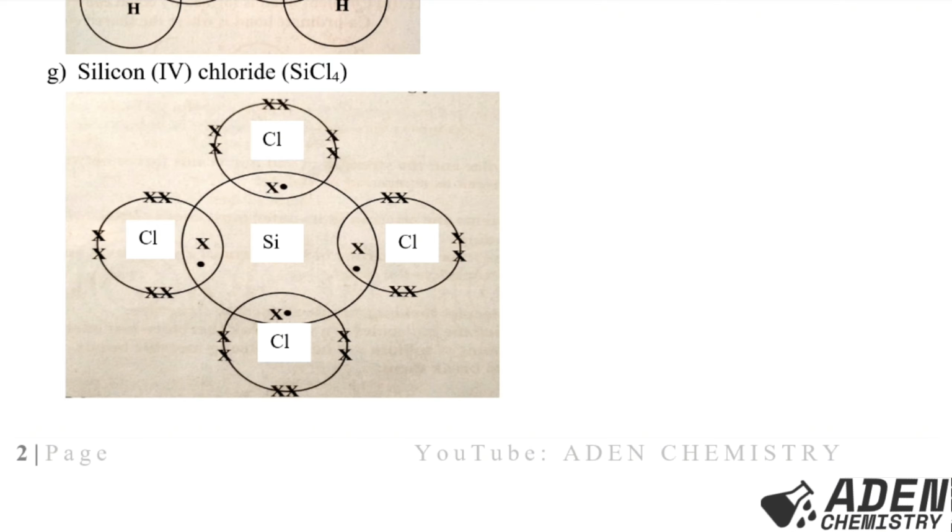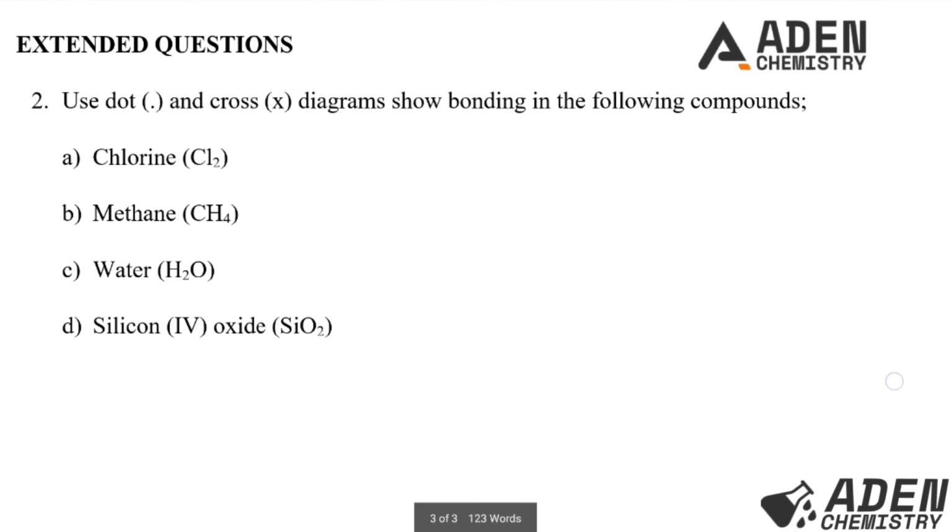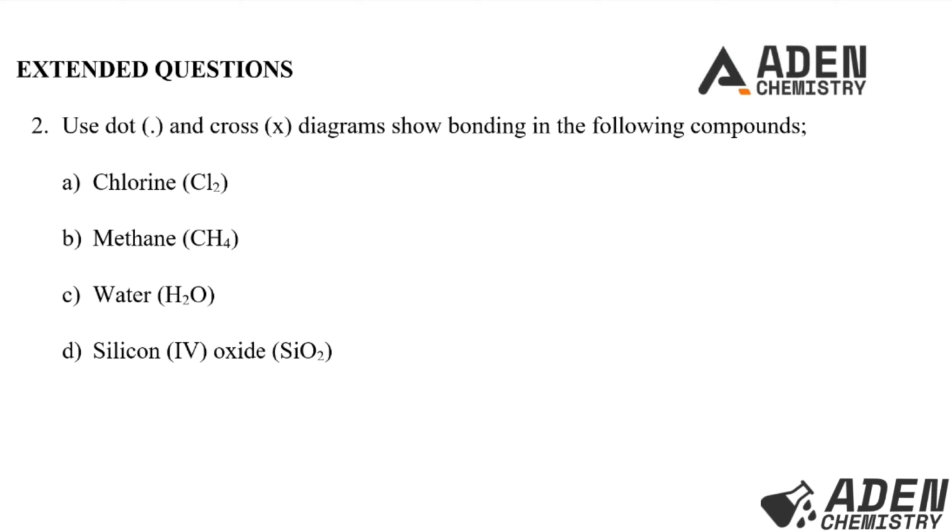We'll go to the next part, learners. We are told extended questions. Question 2. Use dots and cross diagrams to show bonding in the following compounds. So we are supposed to look for chlorine molecule, methane, water, and also silicon 4 oxide. We have given you the formula for these compounds.